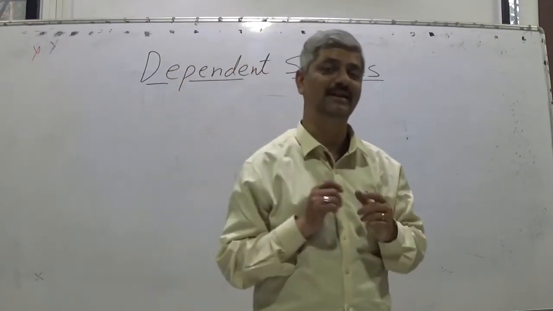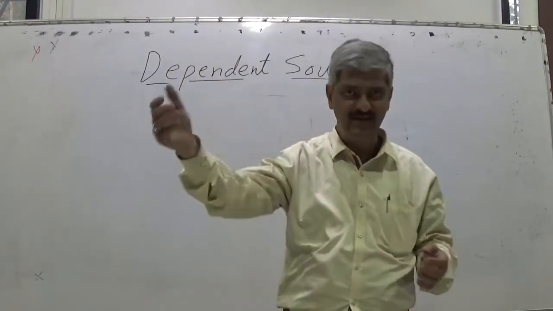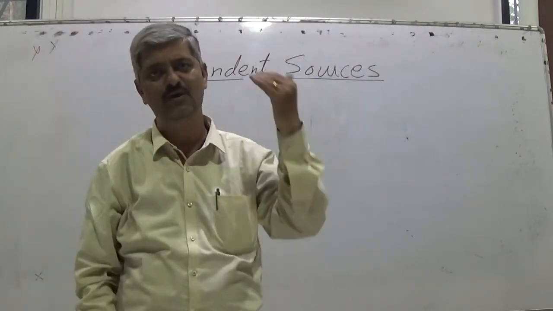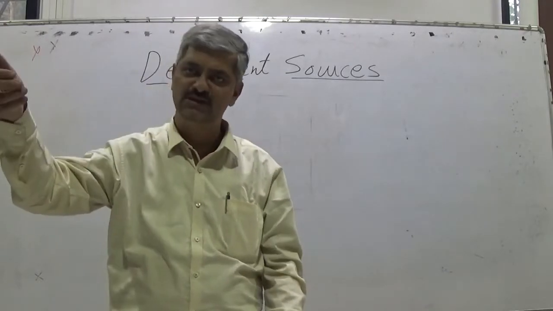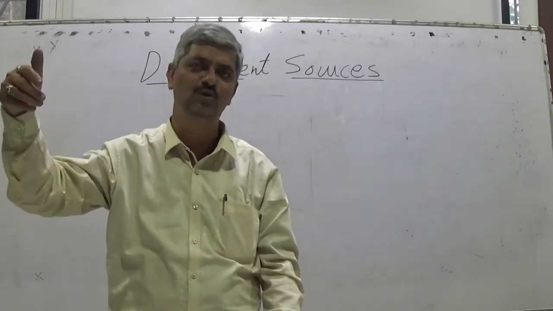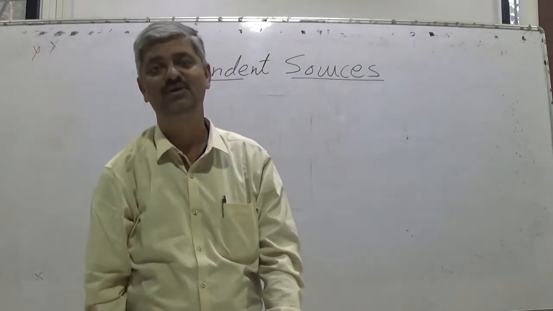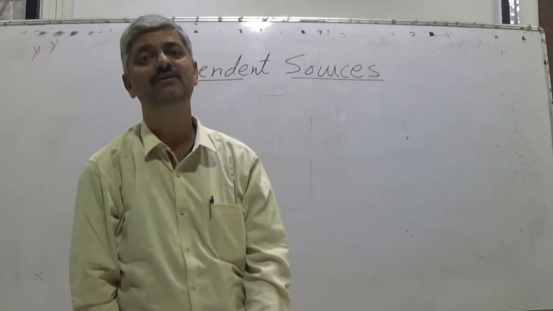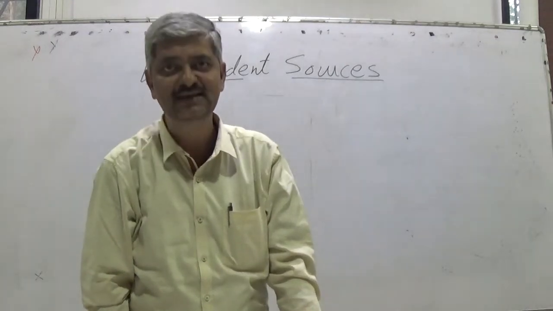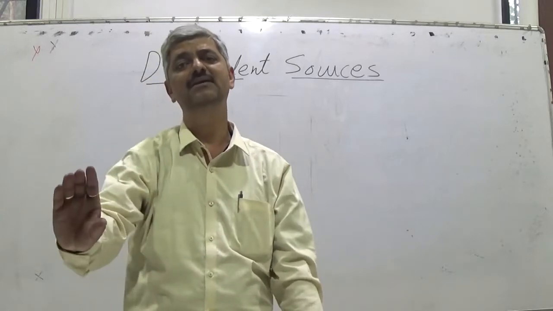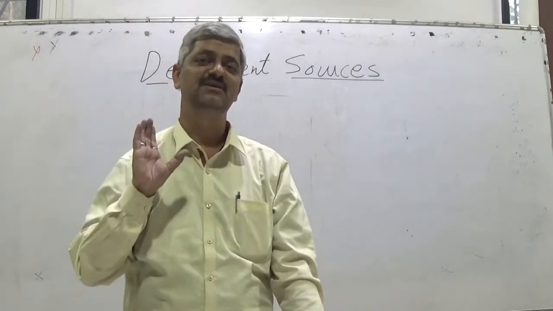In the problems you solved, the parameter values were given for resistances and voltage sources in volts, like 5 volts, 10 volts, 2 volts, and for current sources 2 amperes, 5 amperes, like that. So this is called independent voltage sources, whose values are prescribed and they don't change.